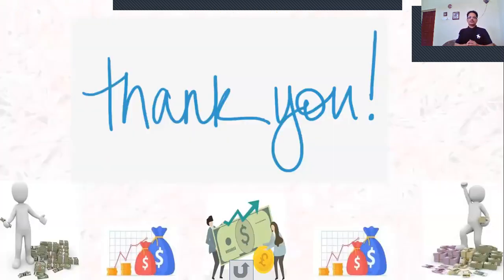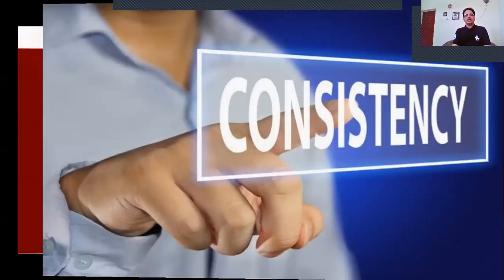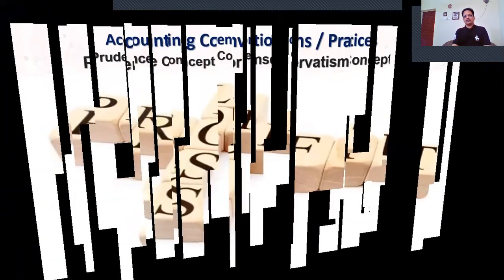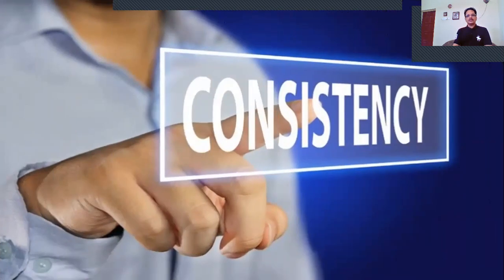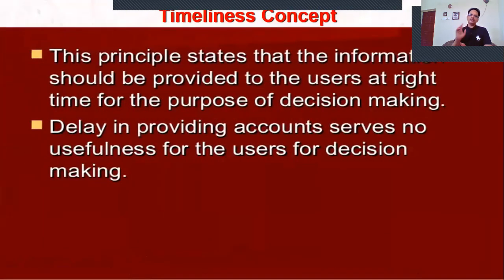So next one. We have to understand the last three: prudence or conservatism, consistency, and timeliness. These three are conventions, the others are concepts. These are the areas to be discussed in the GAAP. Actually, GAAP is a very big topic. GAAP, generally accepted accounting principles.